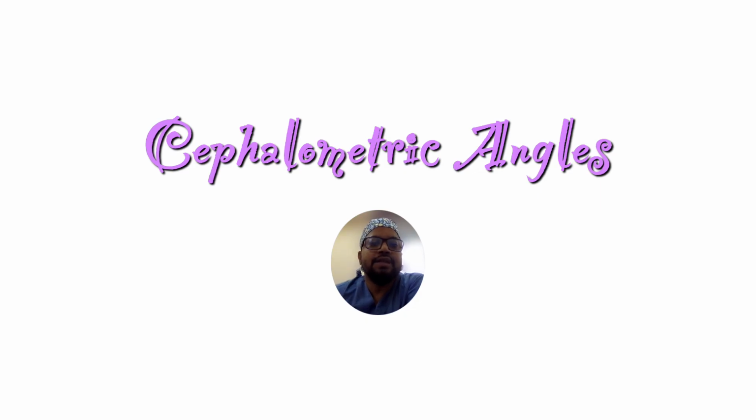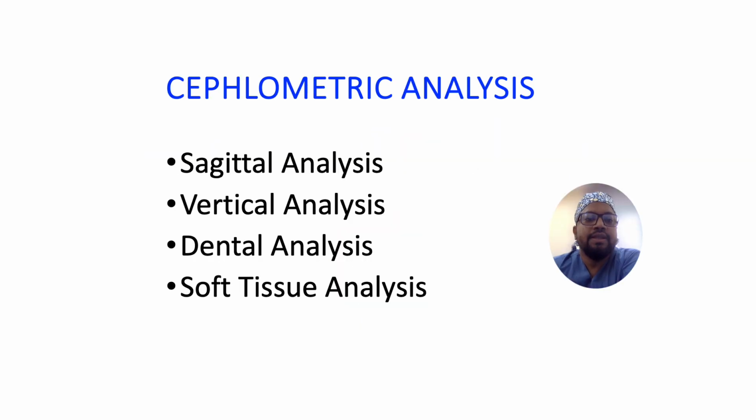In our last lecture, we learned about cephalometric planes. Today, we will learn about cephalometric angles. Two plane lines joined together make angles. These angles are really important for sagittal analysis, vertical analysis, dental analysis, soft tissue analysis. There are plenty of analyses which I mentioned in cephalometry lecture 1.